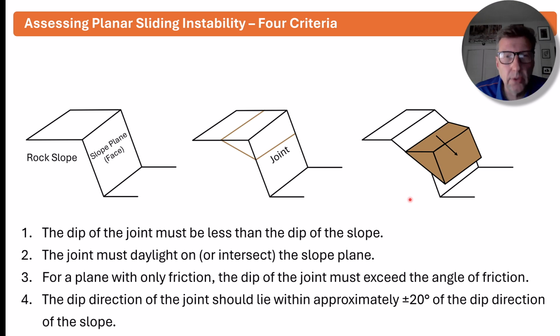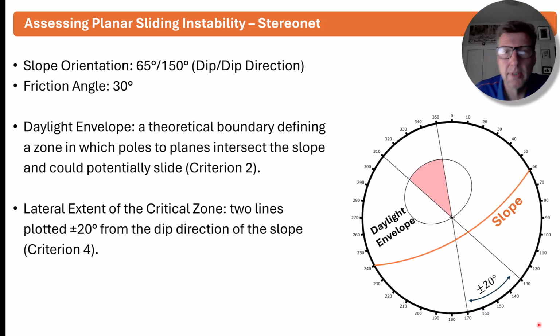But what we want to do is do this on our stereo net. So let's go to our stereo net and perform our assessment. The slope that we want to construct has a dip of 65 degrees and a dip direction of 150 degrees. We're going to plot the orientation of the slope, and that slope will plot as a line on our stereo net. And the slope is plotted as this orange line. So far so good.